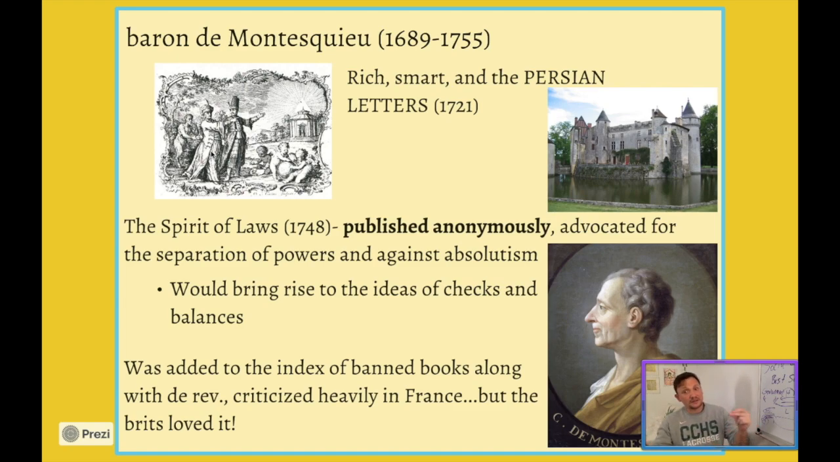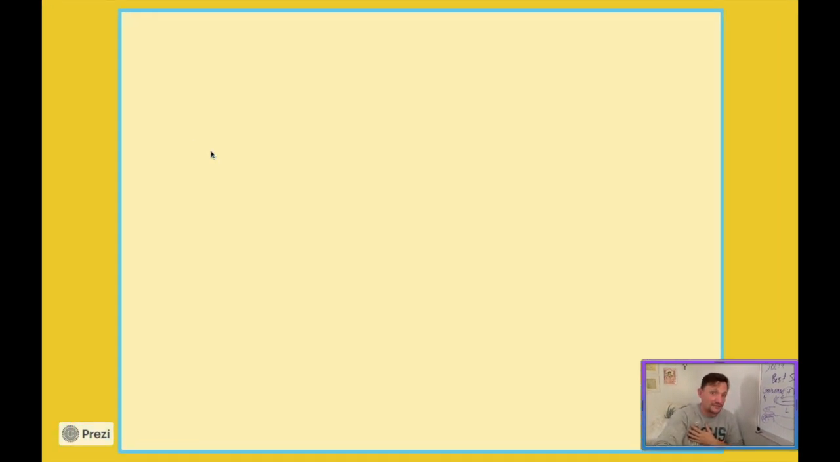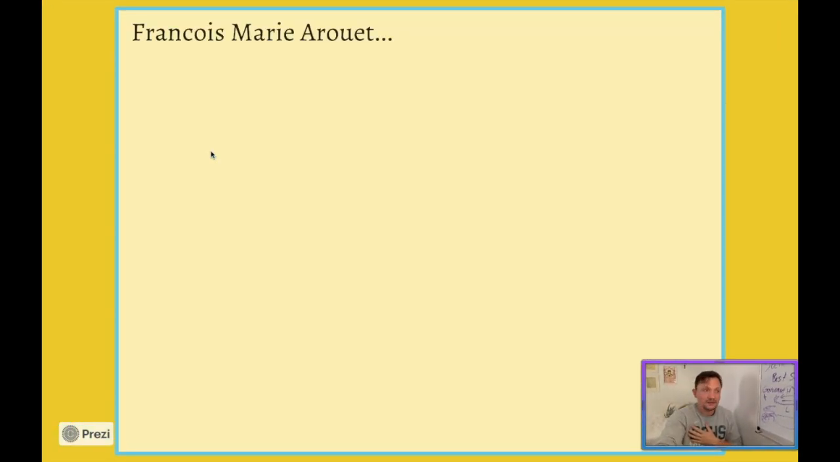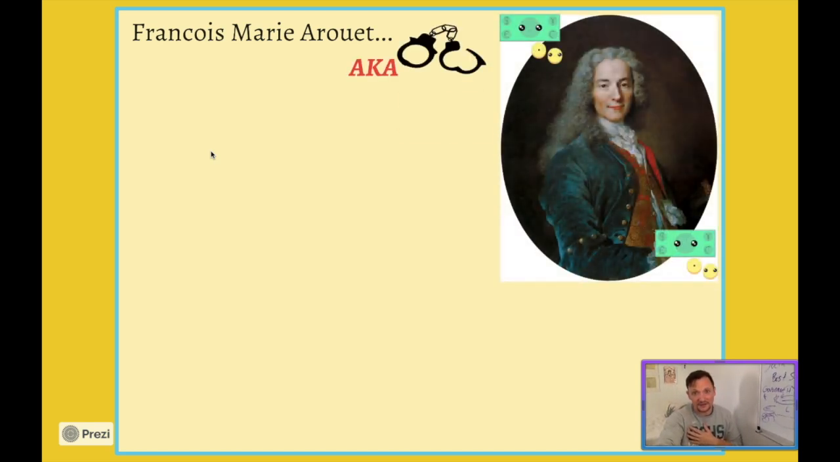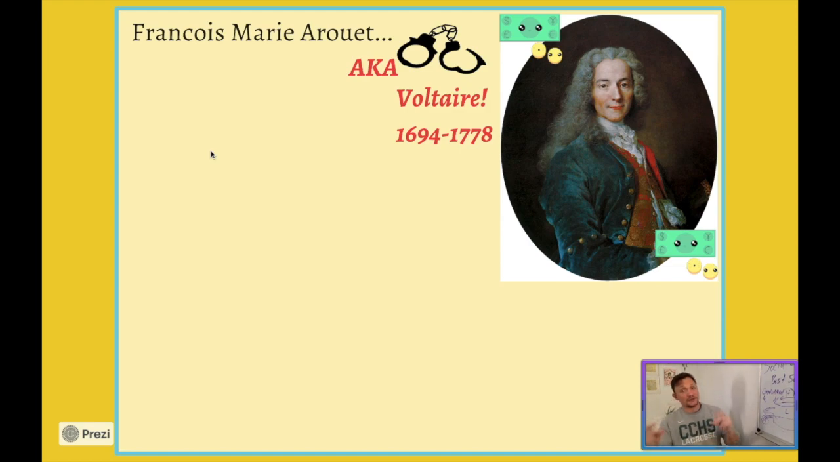Now, the thing about it is, if I get carried away, I'm going to talk for 35 minutes. So I'm going to cut it right there, okay? And we'll talk about my favorite Enlightenment thinker in our next class, none other than Francois-Marie Arouet, also known as Voltaire. So we'll talk about Voltaire in our next class, all right? I'll see y'all soon.